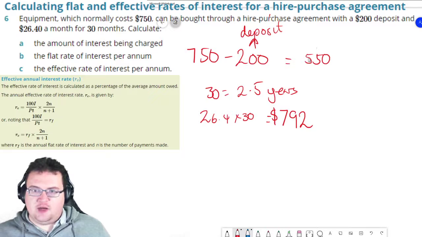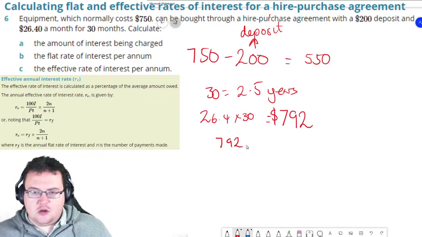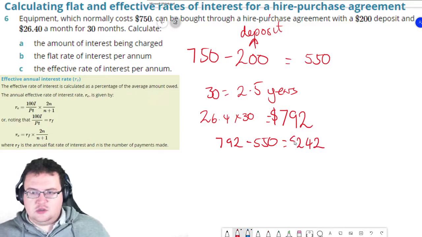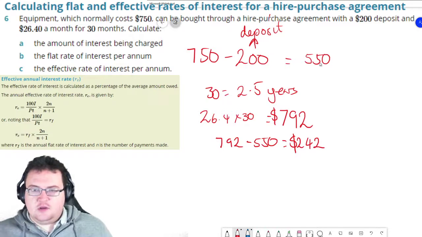So, how much interest is being charged? Well, this is how much money we've borrowed. This is how much we have ended up repaying. 792 minus 550 is equal to $242. So, this is P, this is T, this is I.